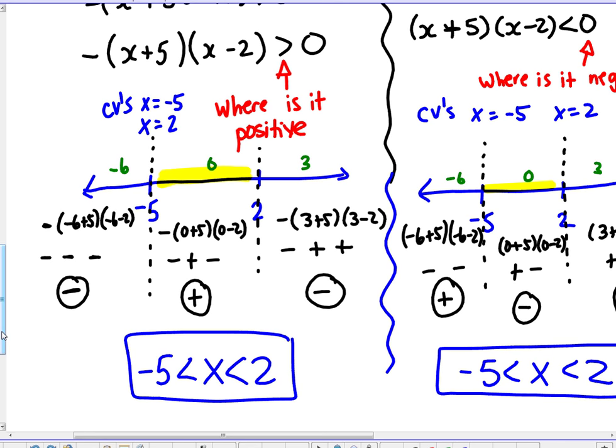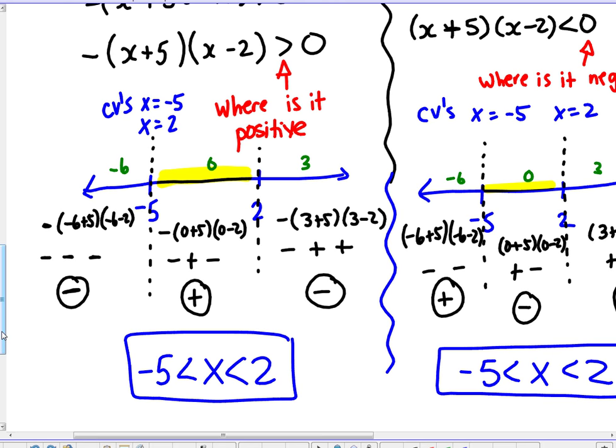You do your test. 0 plus 5, 0 minus 2. So a negative times a positive times a negative gives me a positive. And then the negative on the outside. My test of 3 plus 5 is a positive. 3 minus 2 is a positive. A negative times a positive times a positive is a negative. And so in this case, if you solved it this way, we wanted where it was positive. Where is it positive? Between negative 5 and 2.